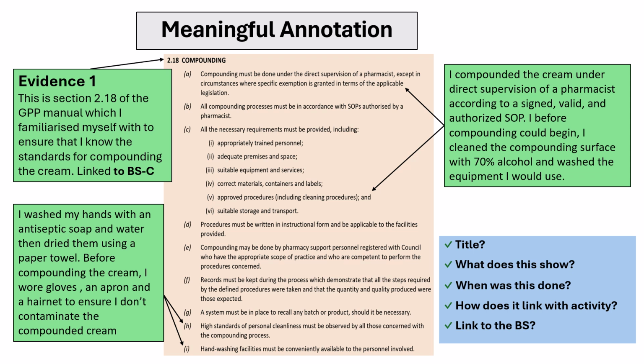So now there's a title, evidence 1. What does it show? It's section 2.18 of the GPP manual, and they're stating exactly why they consulted this piece of evidence. And how does this link to the activity? Now they are compounding, but before they could compound, they needed to understand the compounding guidelines and standards, which is why they then included this.